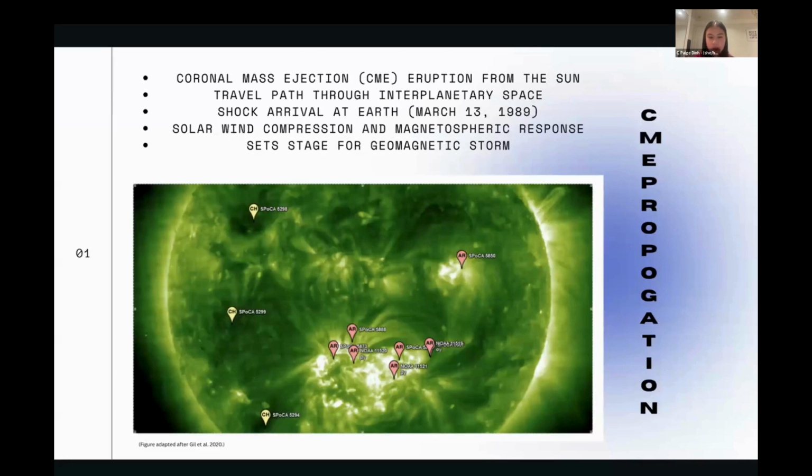So here's our first figure. This figure shows the CME that triggered the 1989 blackout. It erupted from the sun and traveled through space before striking Earth on March 13th. When the shock front arrived, it compressed the solar wind and then disturbed the magnetosphere, where the southward Bz directed the magnetic field, which enabled a strong coupling with Earth's field. This transfer of energy fueled the intense geomagnetic storm that ultimately drove the geomagnetically induced currents into Hydro-Quebec's network and set the stage for the blackout.